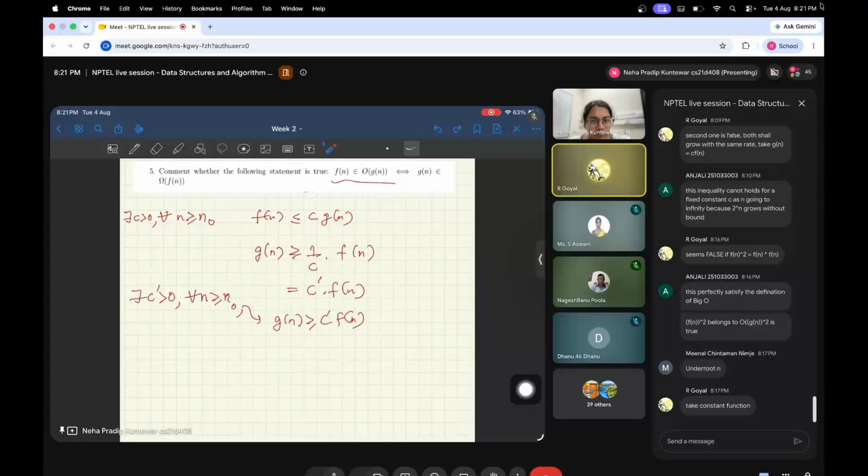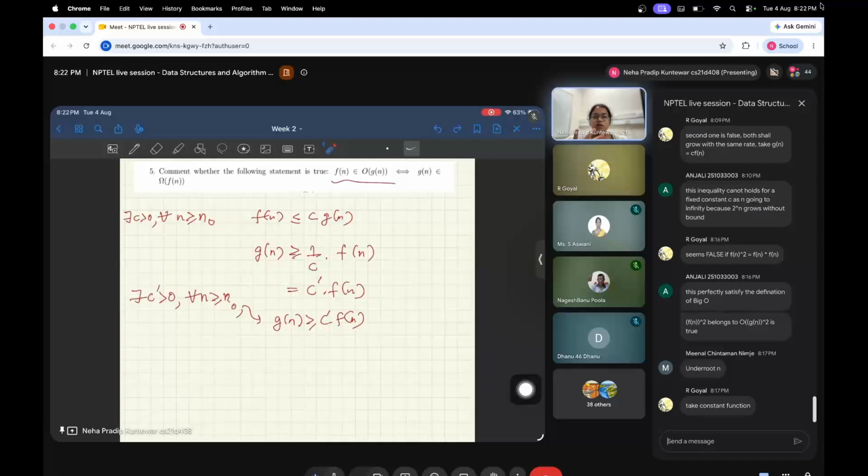But in case of the small notations, little notations, this is there in the definition itself, that for all c's greater than 0, and then for all c's greater than 0. So this is the part of the definition while defining the little notations, little o and little omega.